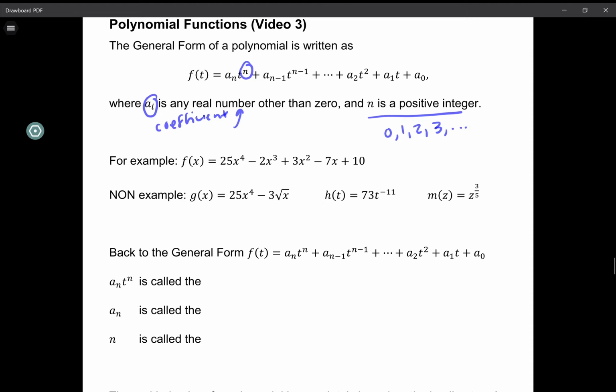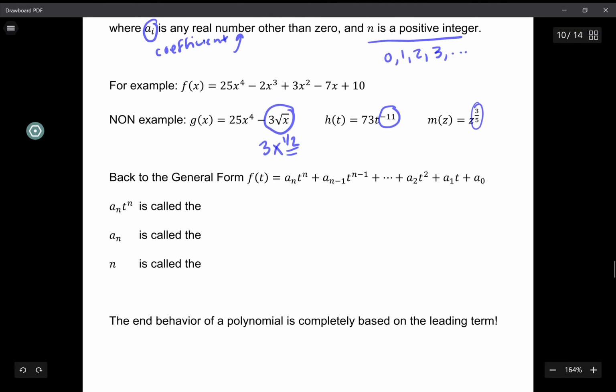All right, the first one is not a polynomial because this is 3x to the 1/2, and that has a 1/2 power. That's not a whole number, so that's not a polynomial. This is not a positive power, it's negative. And this is not a whole number as well. 3/5 is not a whole number. So you need to have positive whole numbers to have a polynomial.